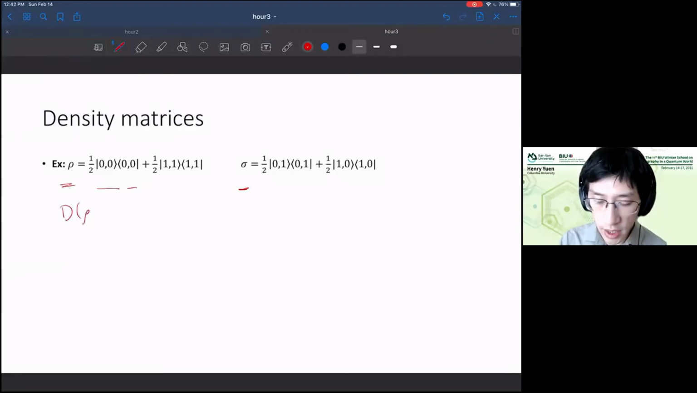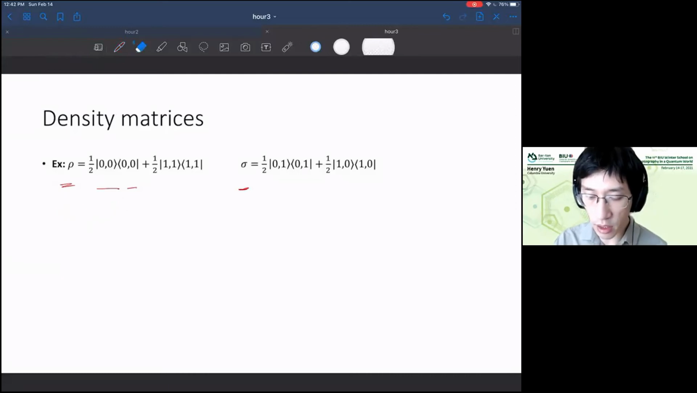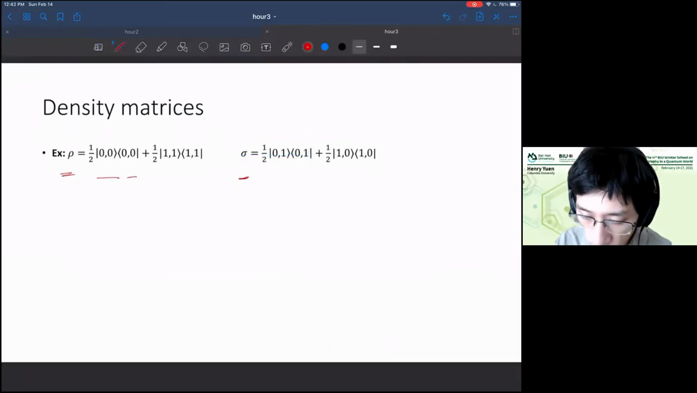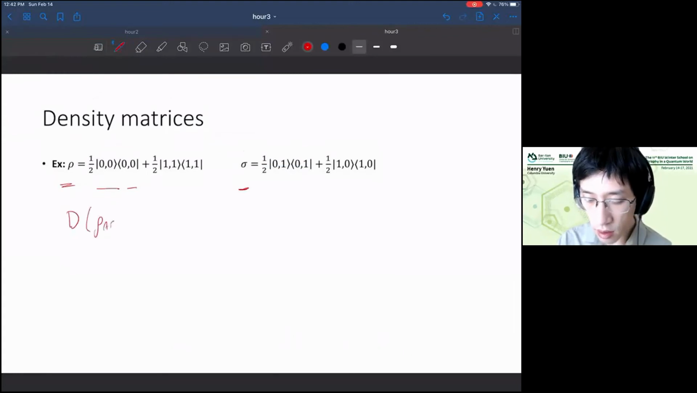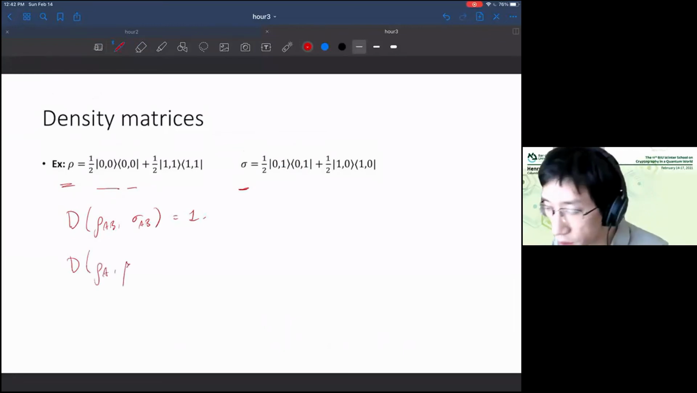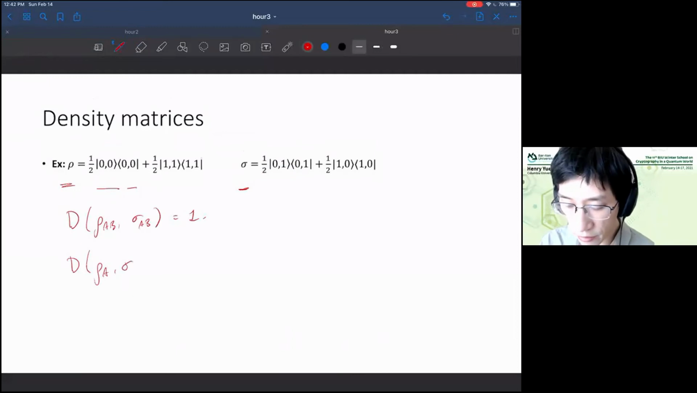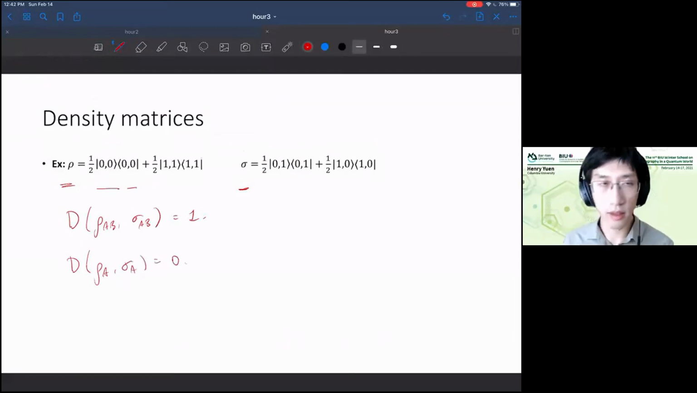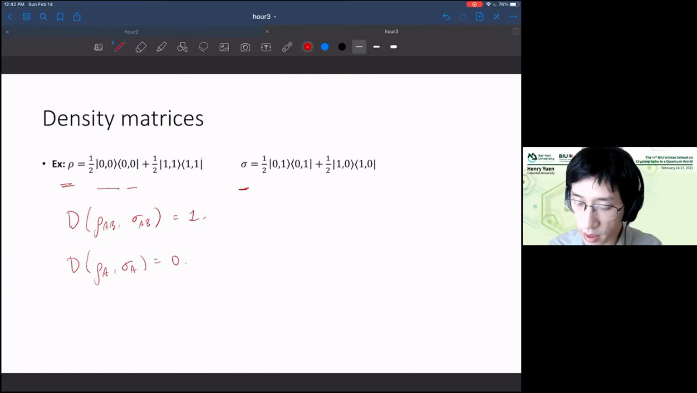So the trace distance between these two density matrices, if you consider both coins, is going to be 1. Because if you're given both bits, you can easily tell the difference between the two mixtures. So the distinguishing probability is 1. But of course, if you only look at just one of the bits, it just looks like a 50-50 coin flip. So your ability to distinguish between them is 0. So that's just a simple illustration of this.